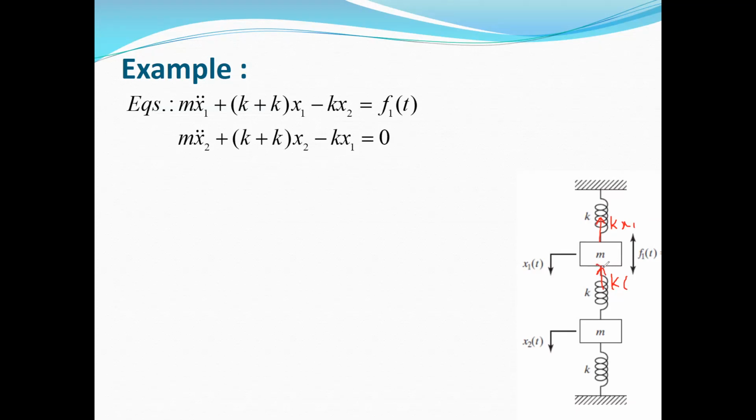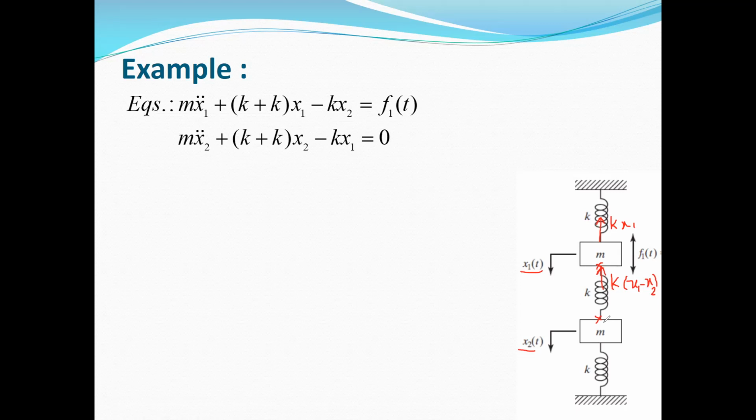One edge, this point, is moving by x1, and the other edge, the lower edge, is moving by x2. So the force is equal to k times x1 minus x2 or x2 minus x1, and it depends on the direction of this force. According to this direction, in the upward direction, this force is equal to k times x1 minus x2. And if you want to put the reaction of this force on the lower mass, it must be in the downward direction, and it's equal to k times x1 minus x2.